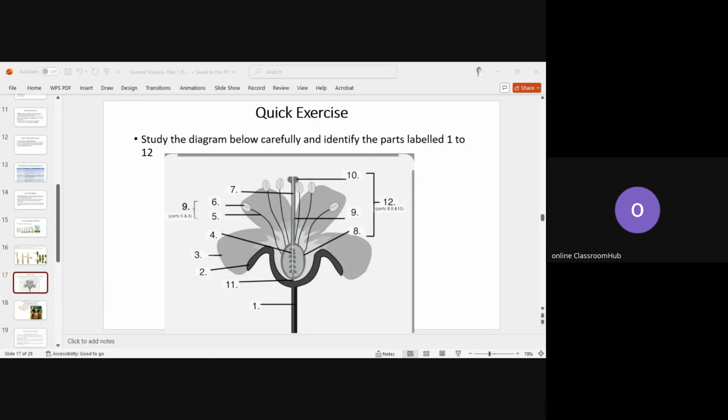Okay. Eight. Eight is what? Sir, please, the stigma. Ovary. Ovary. Okay. So 8 is the ovary. Then 9. George. Style. 9 is style. Thank you.